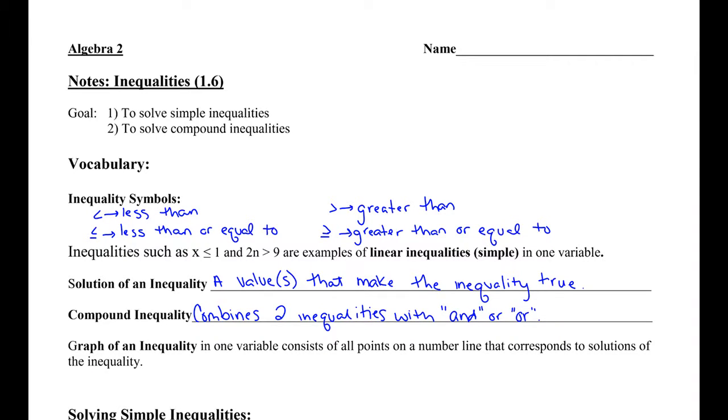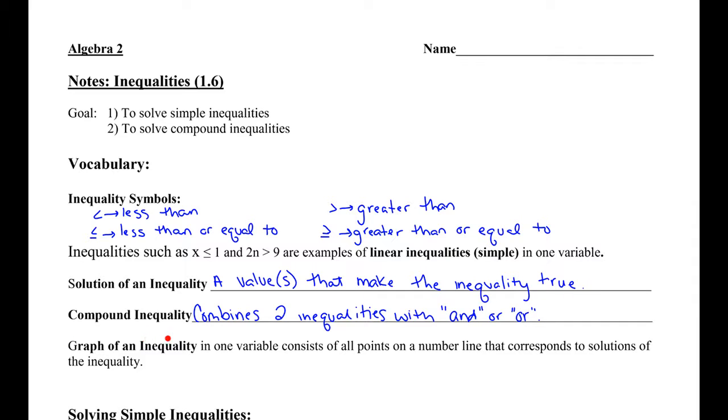Today's notes are on inequalities. The first thing we need to look at is the four inequality symbols. The first one is less than. There's also less than or equal to, greater than, and greater than or equal to. The solution of your inequality is going to be a value or values that make your inequality true.